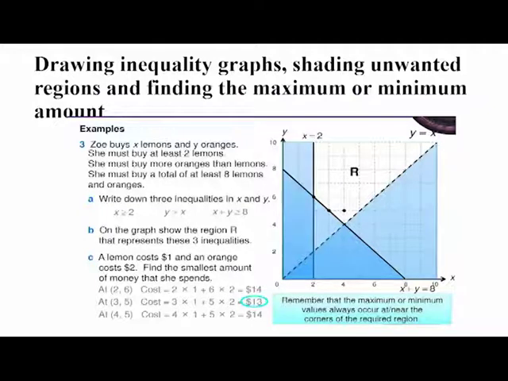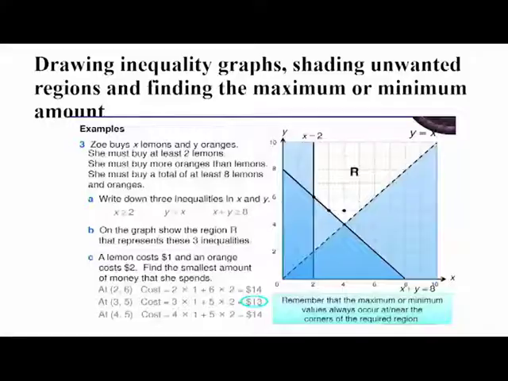Now we are just given the word problems, then you have to come up with your own inequalities. The first question says, write down the 3 inequalities in x and y. From your statement here, what inequalities can you write? You can see which one represents x and which one represents y. If it says she must buy at least 2 lemons, the number of lemons, that is x, should be greater than or equal to 2. That's why the inequality is like that.